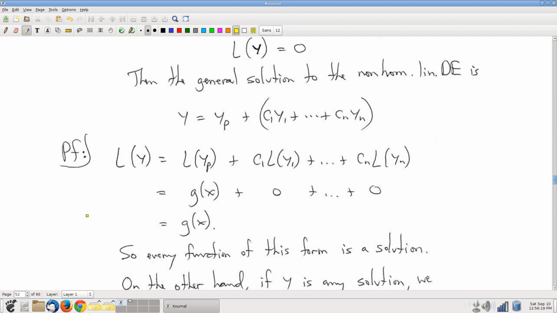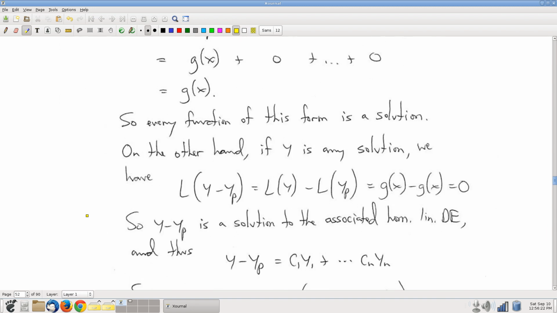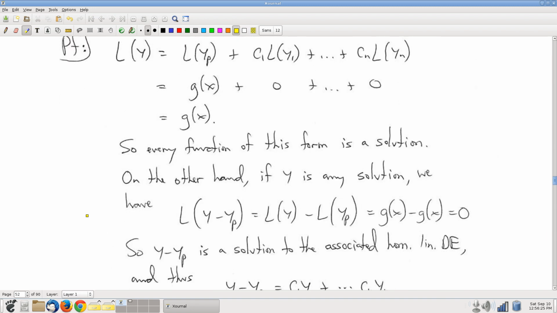Okay. Now we need to go the other way. Let's suppose that we have a solution, and let's show that it has the desired form. Well, so assuming that this is a solution, keep in mind that what that means is that L of y is equal to g of x. Don't forget that by assumption y sub p is a solution to that non-homogeneous equation, so L of y sub p is also g of x. And therefore, by linearity, y minus y sub p is a homogeneous solution.